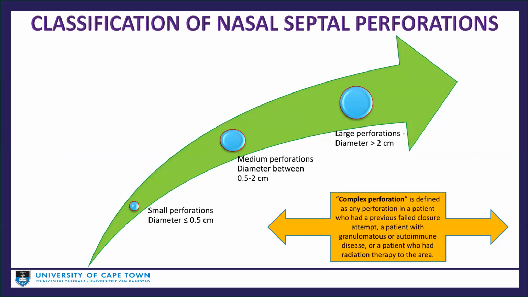Of note, a complex perforation is defined as one that is seen in a patient who has had previous failed closure of the septal perforation, or a patient with granulomatous and autoimmune disease, or a patient who's been exposed to radiation.